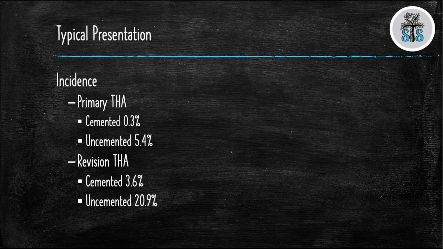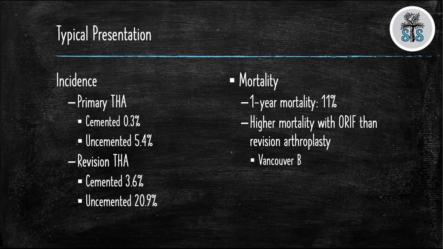I want you to take home from this slide that cemented hips have a lower risk of periprosthetic fractures than uncemented hips. The average time for primary total hip arthroplasty to fracture is 7.4 years. The number is decreased with revision surgery to 3.9 years. This information highlights the increased risk of fractures with revision surgery. The 1-year mortality is 11%. We will soon go over the Vancouver classification, but I want you to know that there's a higher mortality rate with ORIF than revision arthroplasty in Vancouver B fractures.